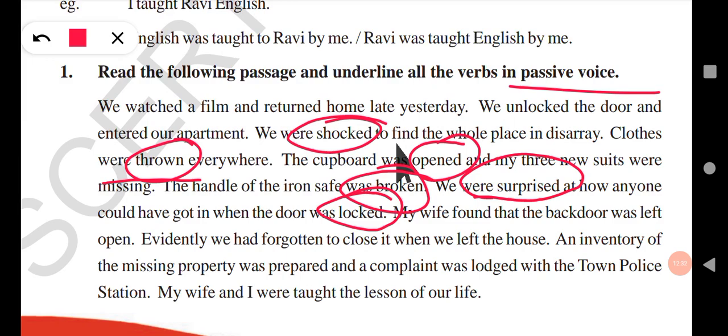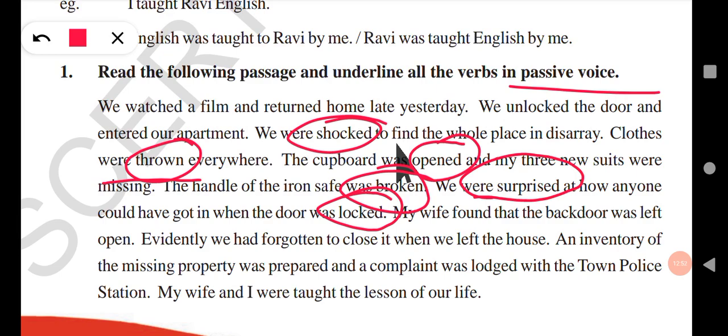My wife found. This is active voice. Okay, my wife found that the back door was left open. Evidently we had forgotten. Had plus V3. This is again active voice. We need not underline it. Okay, no underlining. Had to close it when we left the house.